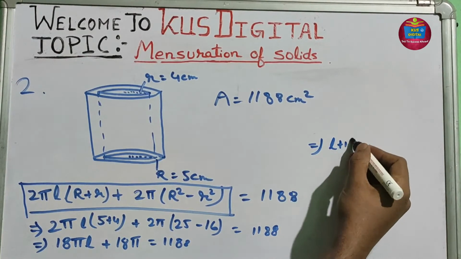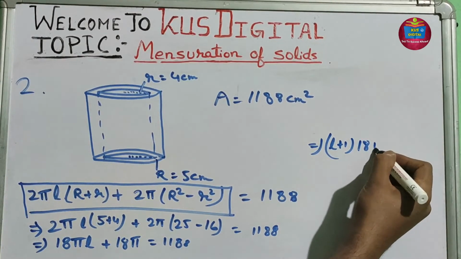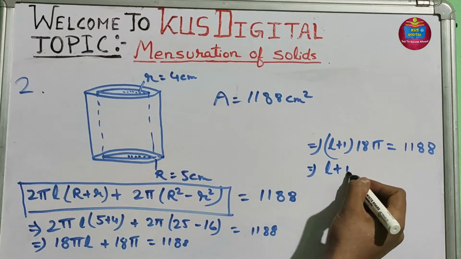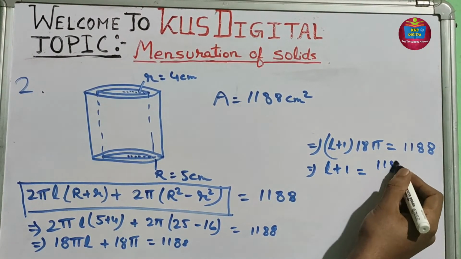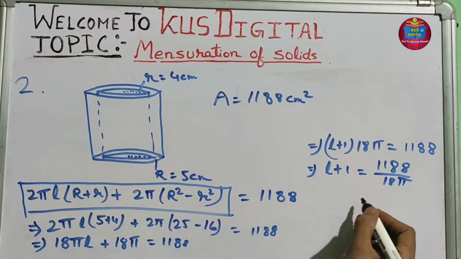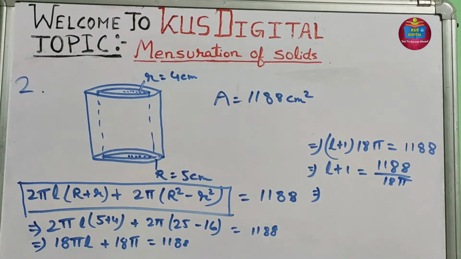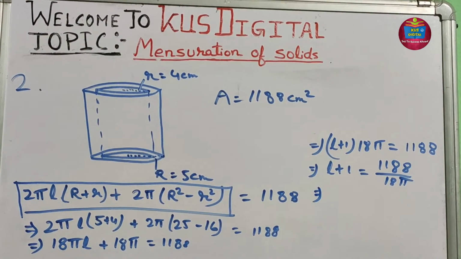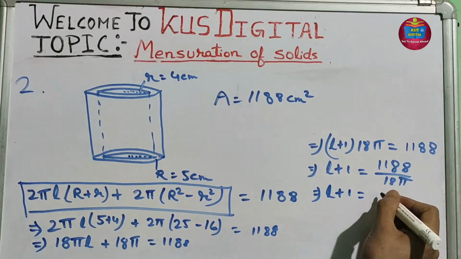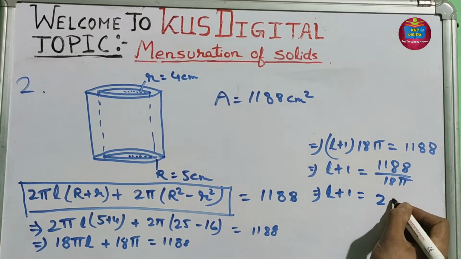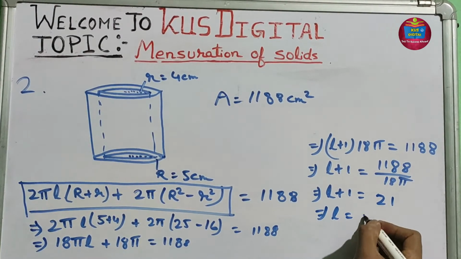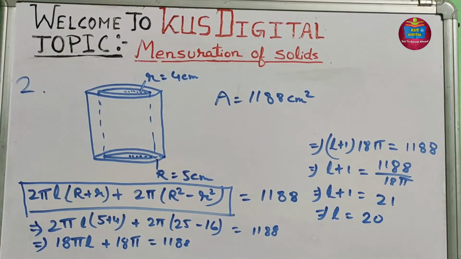So L plus 1 equals to 1188 by 18 pi. Now after calculating this, L plus 1 equals to 21. So L equals to 21 minus 1, that means 20.